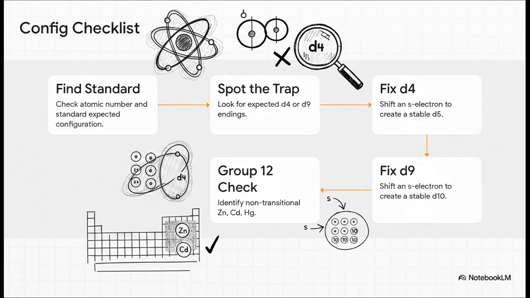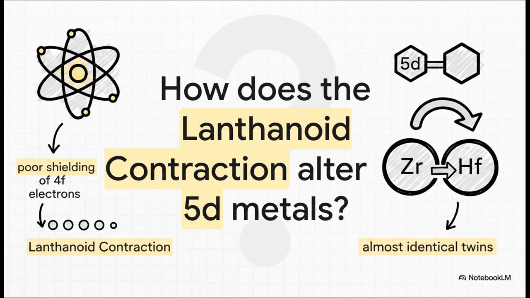Easy, right? As we wrap up today's explainer, I want to leave you with a bit of a provocative puzzle for next time. We briefly mentioned poor shielding in the f block earlier. If the poor shielding of 4f electrons causes lanthanoid atoms to physically shrink predictably as you move across the row, a phenomenon known as the lanthanoid contraction, how does this essentially force heavier 5d elements like zirconium and hafnium to act as almost identical twins in nature?